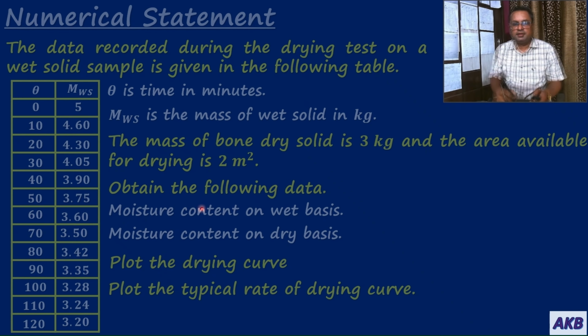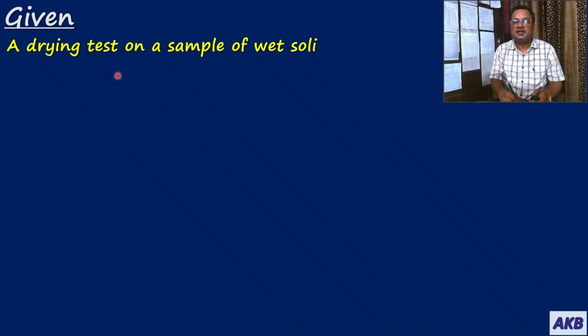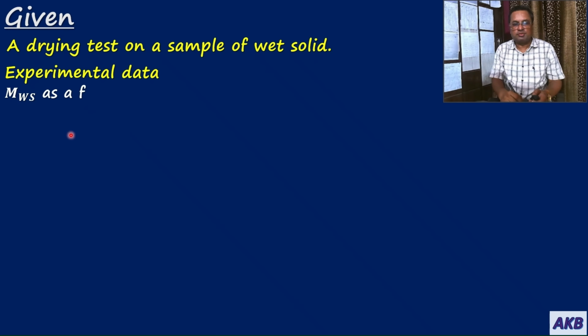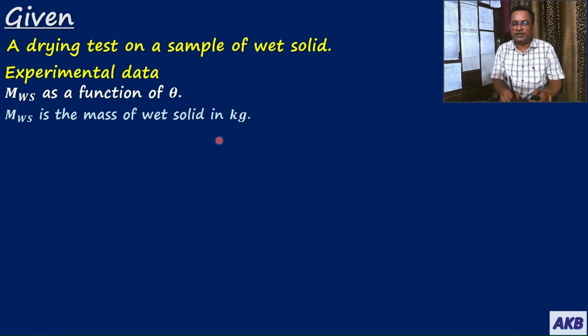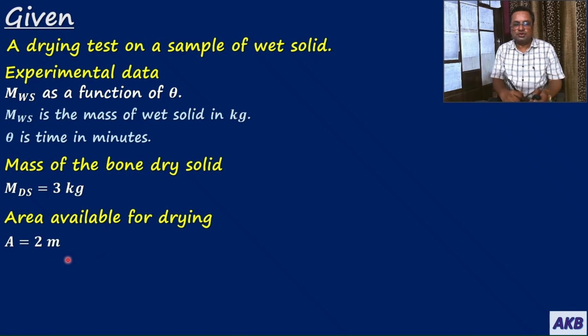Let us move ahead. First, let us list what is given to us. A drying test is being carried out on a sample of wet solid, and experimental data is provided to us. MWS is provided as a function of theta. In this case, MWS is the mass of wet solid in kg, and theta is time in minutes. Then the mass of the bone dry solid is given to us. We denote that by MDS, and it is 3 kg. Then the area that is available for drying is also given to us. We denote it by capital A, and capital A is 2 meters square.